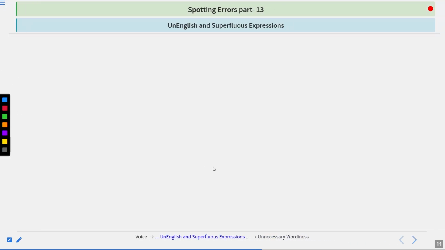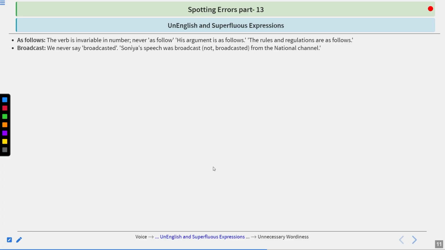Un-English and superfluous expressions. "As follows." The verb is invariable in number. Never say "as follow." His argument is as follows. The rules and regulations are as follows. So do not use "as follow." Use "as follows" instead.